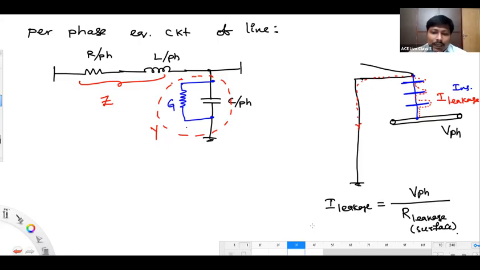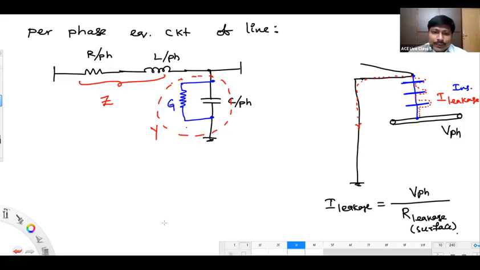So corona loss, in what form do we have to represent it in the electrical equivalent circuit? In this circuit, I have two elements representing the power loss. One is the series resistor, the next one is the shunt conductance. Among these two, in which element should we keep that corona? Is it a series element or a shunt element?